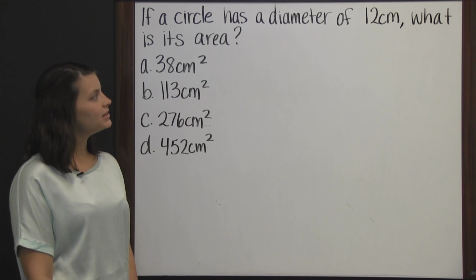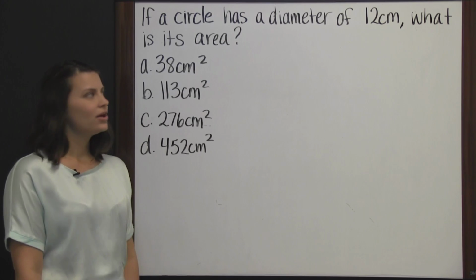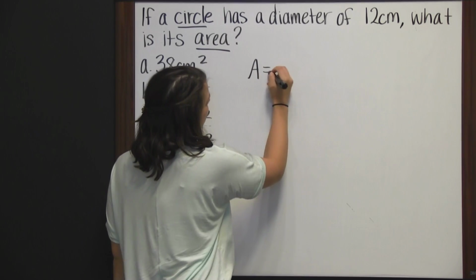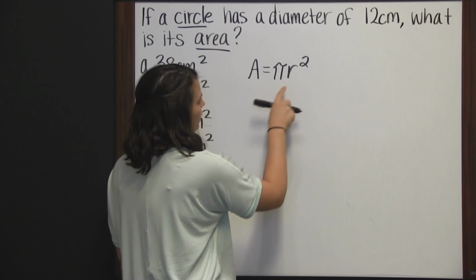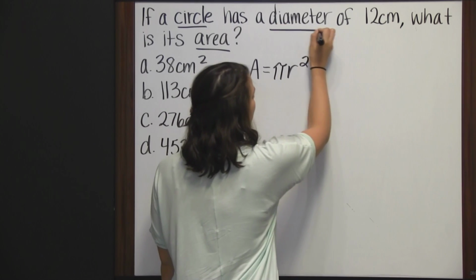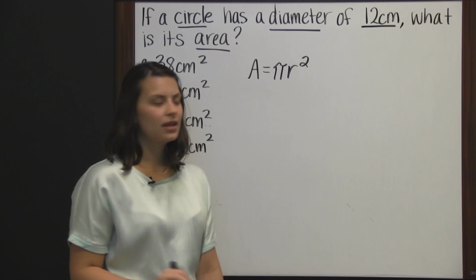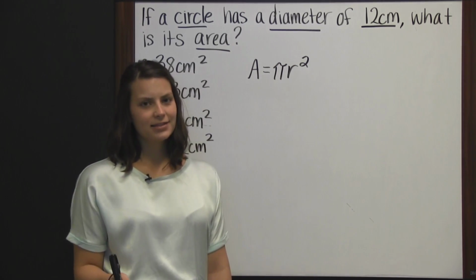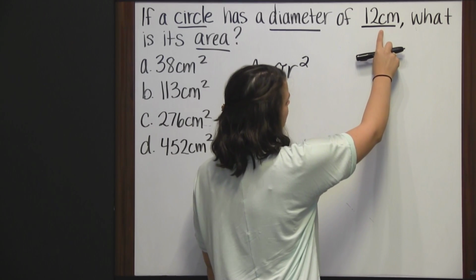If a circle has a diameter of 12 centimeters, what is its area? The formula for area of a circle is pi times radius squared. We need to know what the radius of our circle is. We're given diameter, which is 12 centimeters. The diameter is twice the radius, or the radius is half of the diameter.